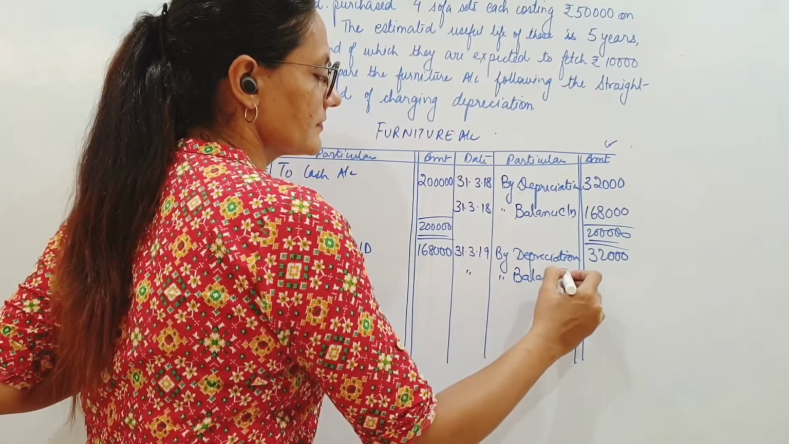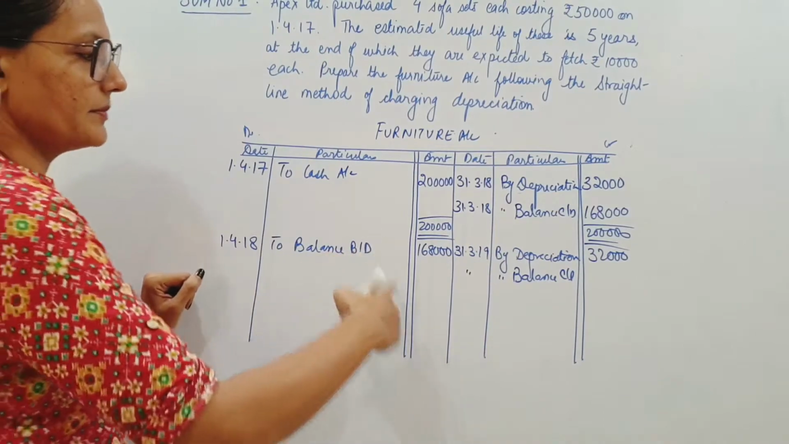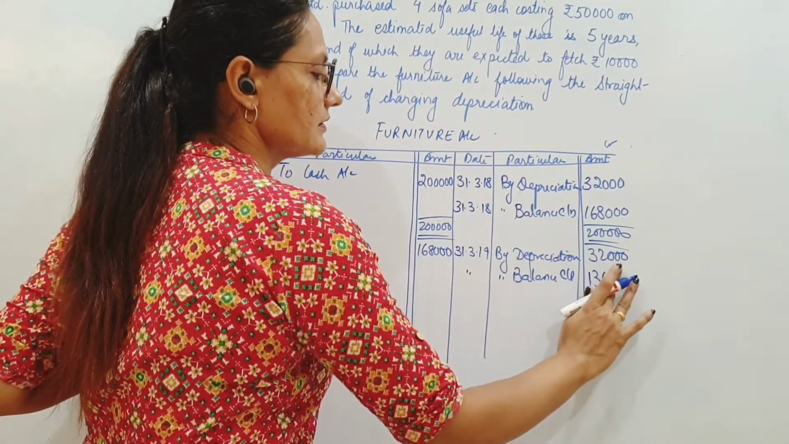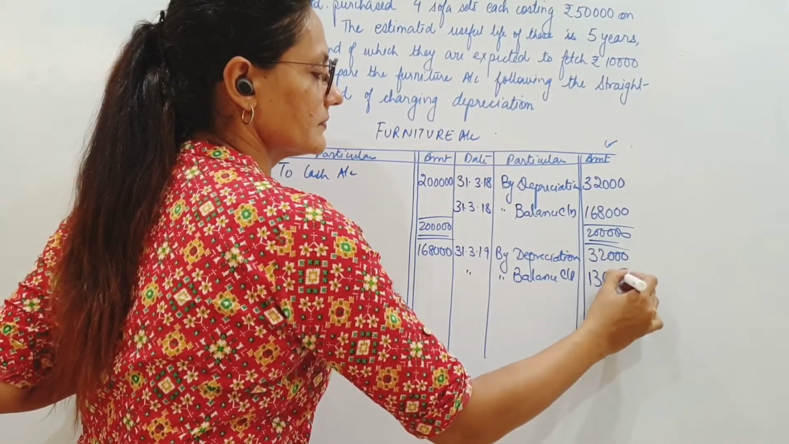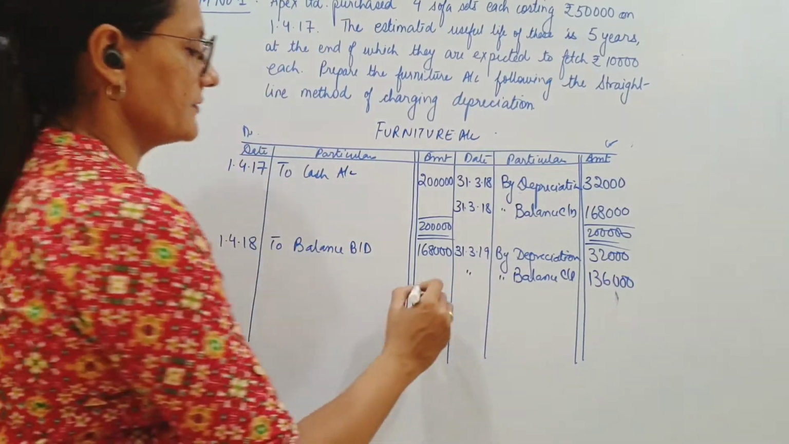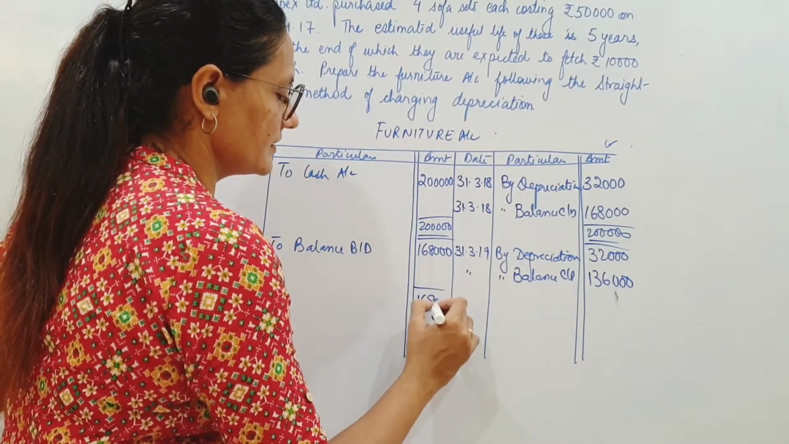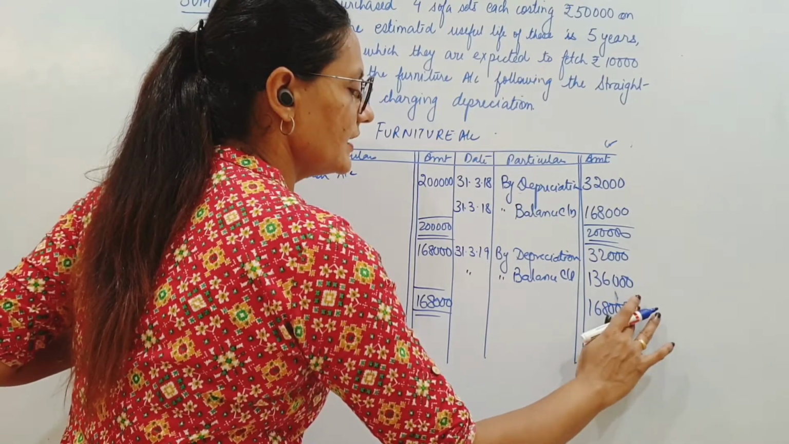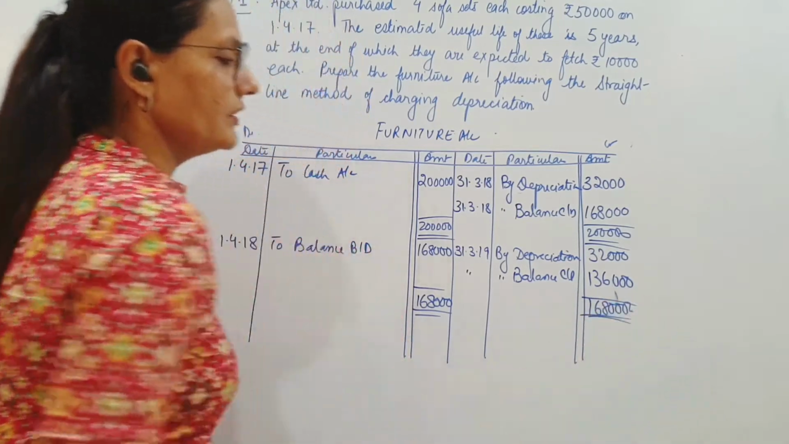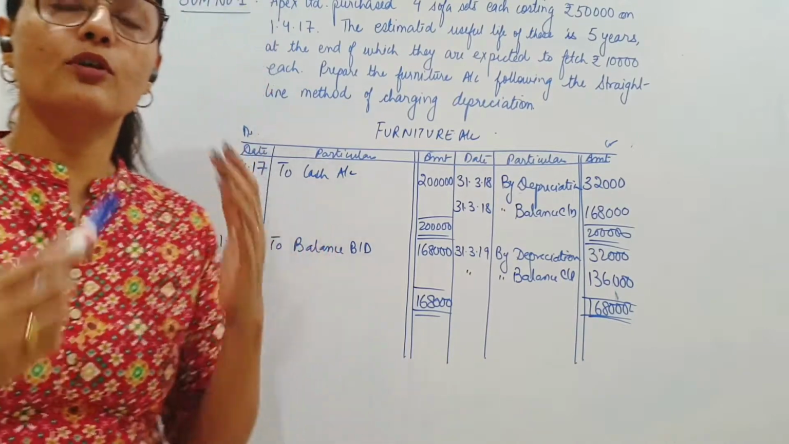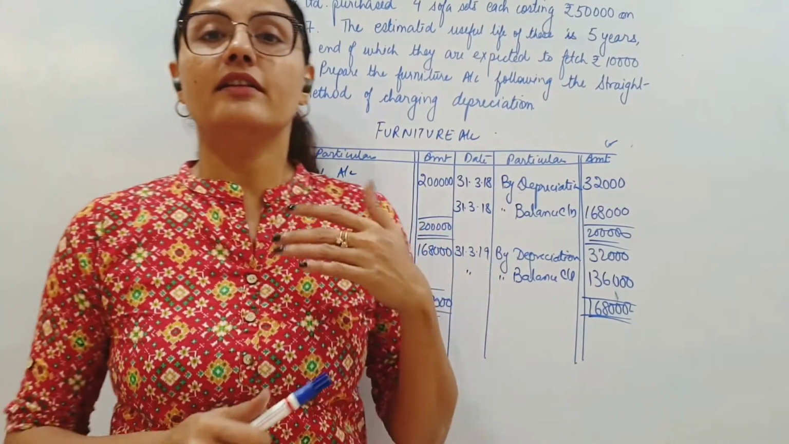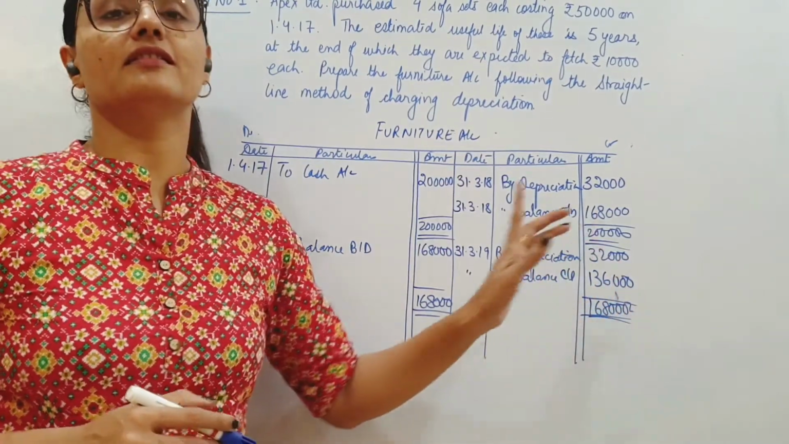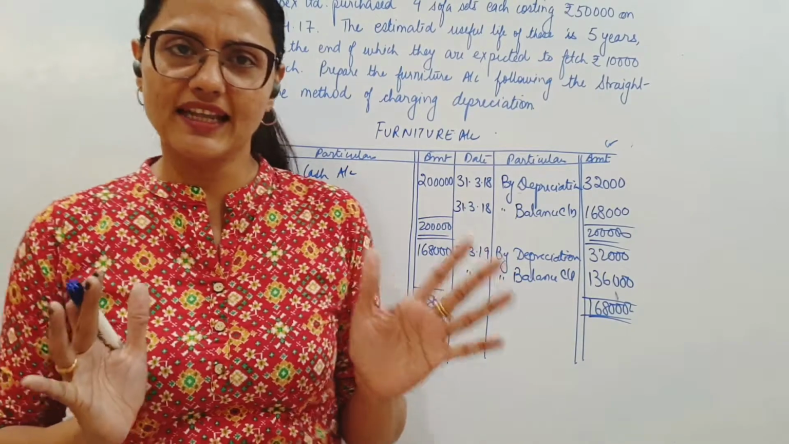Then the closing balance. Balance carry down. Again I subtracted from here 32,000. 1,36,000. Alright, that's the closing balance. फिर इसको close कर देंगे total करके. So 2 साल depreciate करने के बाद फर्नीचर का वैल्यू कितना है बुक्स में? What is the book value, the depreciated value, the written down value of the asset after 2 years of use? It is 1,36,000. Are you getting it now?